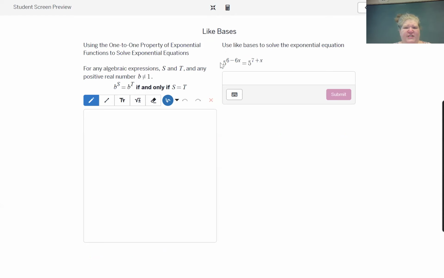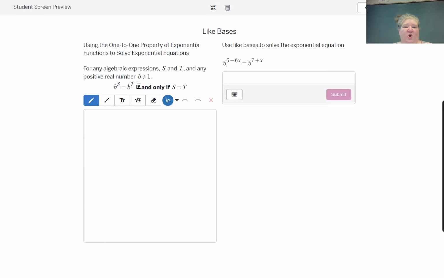So here's our first exponential equation. And we have written to the side here, this is the one-to-one property of exponential functions. So for any algebraic expressions S and T, whatever crazy algebra mess S and T are, and any positive real number B, as long as B is not 1, if B to the S is equal to B to the T, then S has to equal T.